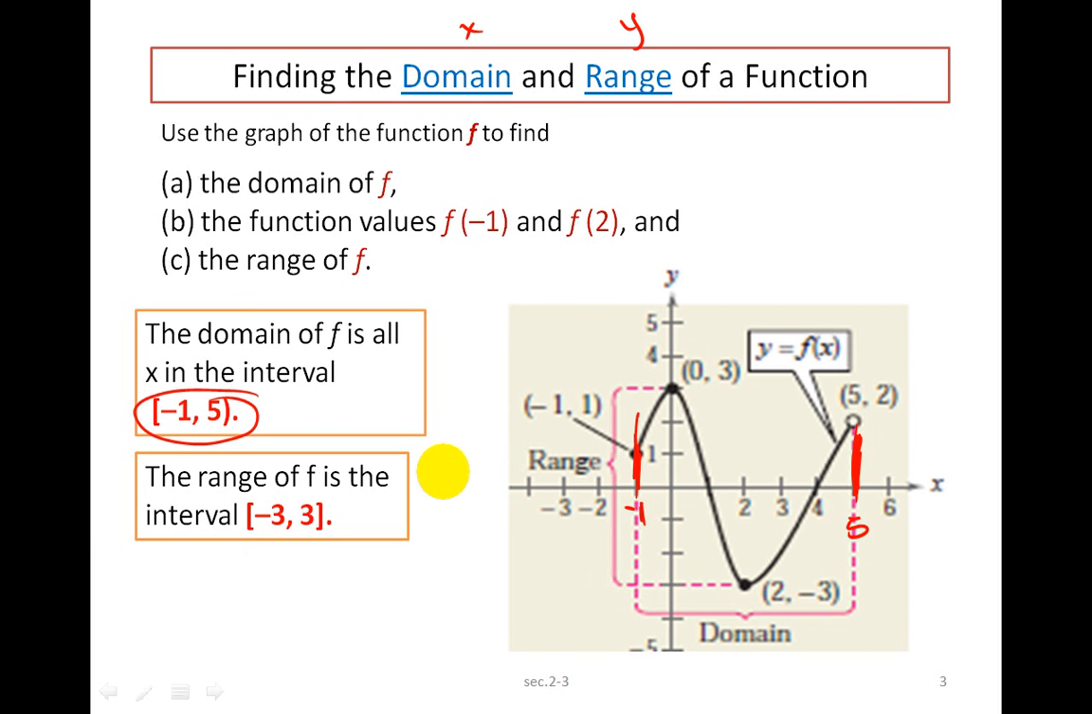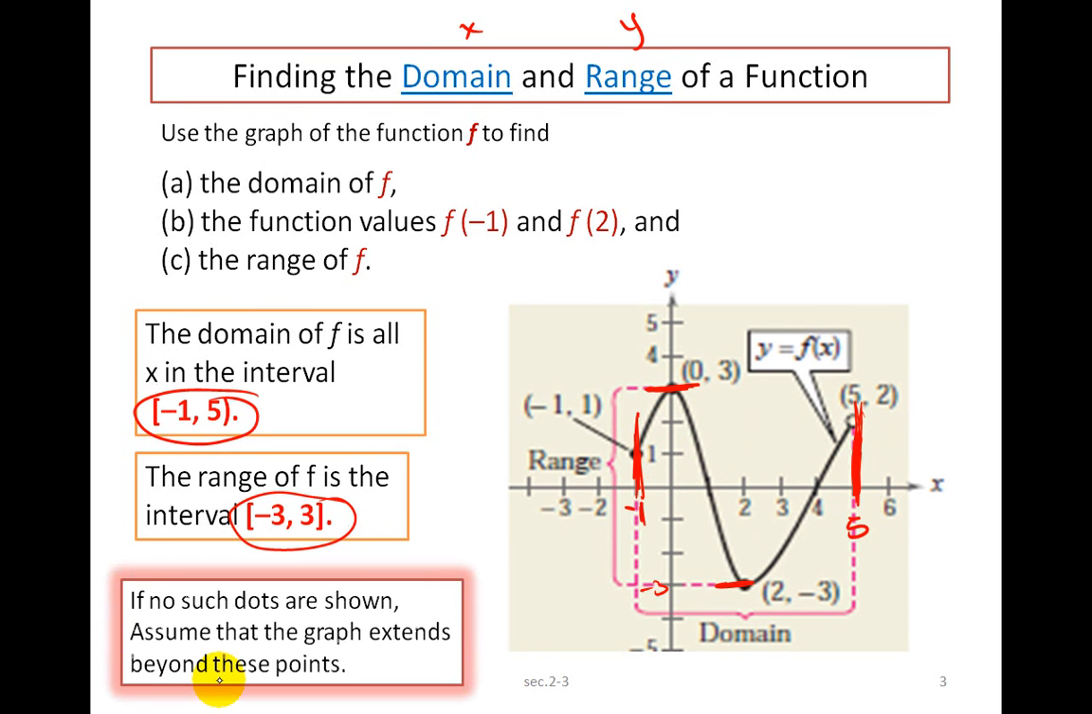And once I'm talking about the range, that means I'm talking about the y, which will be starting from here, -3 to +3. So this will be my range. So you can decide domains and ranges of graphs by just looking at the graph. On the x, the interval for the x will be the domain and the interval for the y will be the range.